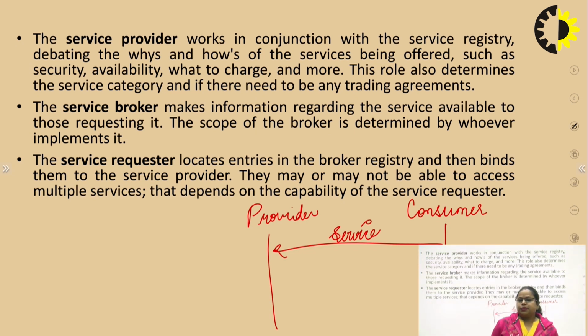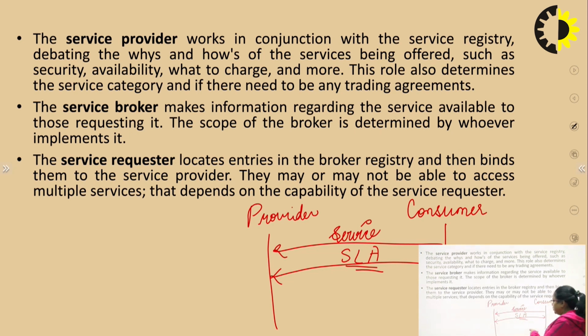So we can say the service provider works in conjunction with the service registry, detailing the whys and hows of the service being offered, such as security, availability, what the charges are, and so on. This role also determines the service category and, if we need any trading agreements, how we need to sign that agreement. As we all know, whenever we take services from others, first of all, we come to a mutual understanding, which is called SLAs, or service level agreements. We need to sign that documentation.